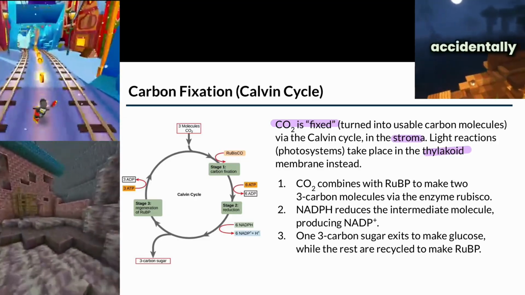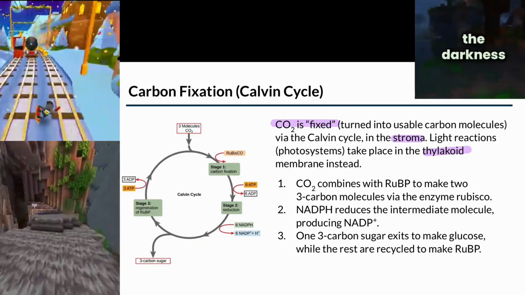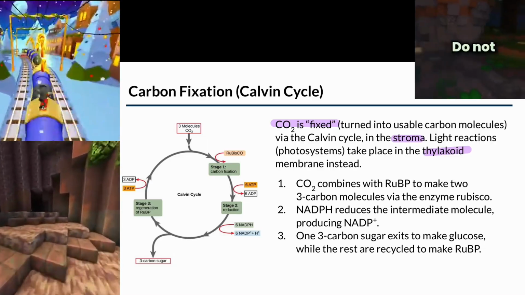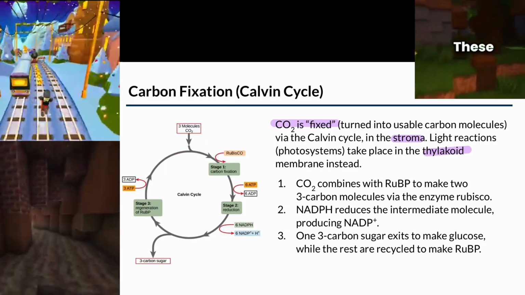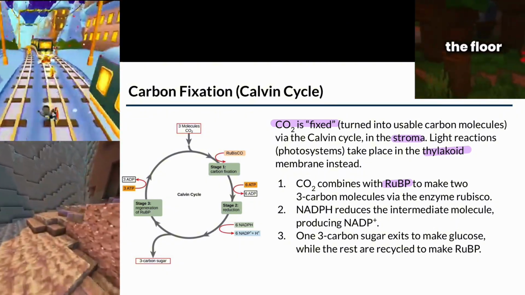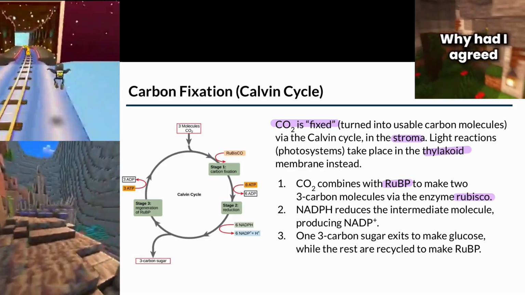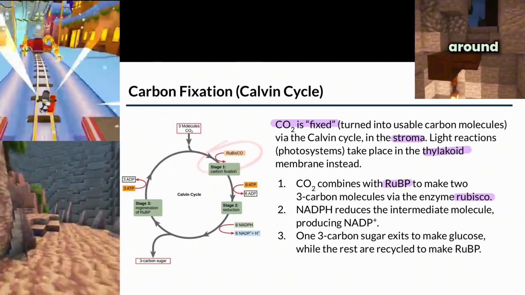Anyways, so what's going to happen is that this carbon is going to be fixed in a process known as the Calvin cycle. So this carbon dioxide enters in, and it combines with RuBP, and it gets turned into some 3 carbon molecules via the enzyme Rubisco. So that's that first step right here.